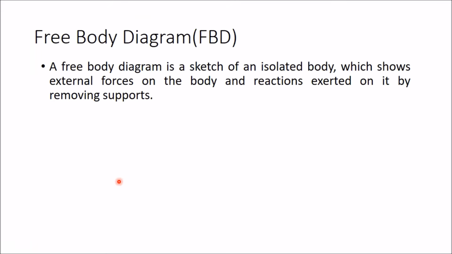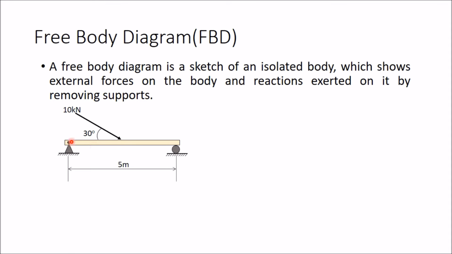To analyze a rigid body in equilibrium, we need to draw its free body diagram. A free body diagram is a sketch of an isolated body which shows external forces on the body and reactions exerted on it by removing supports. I have taken an example of a simply supported beam.